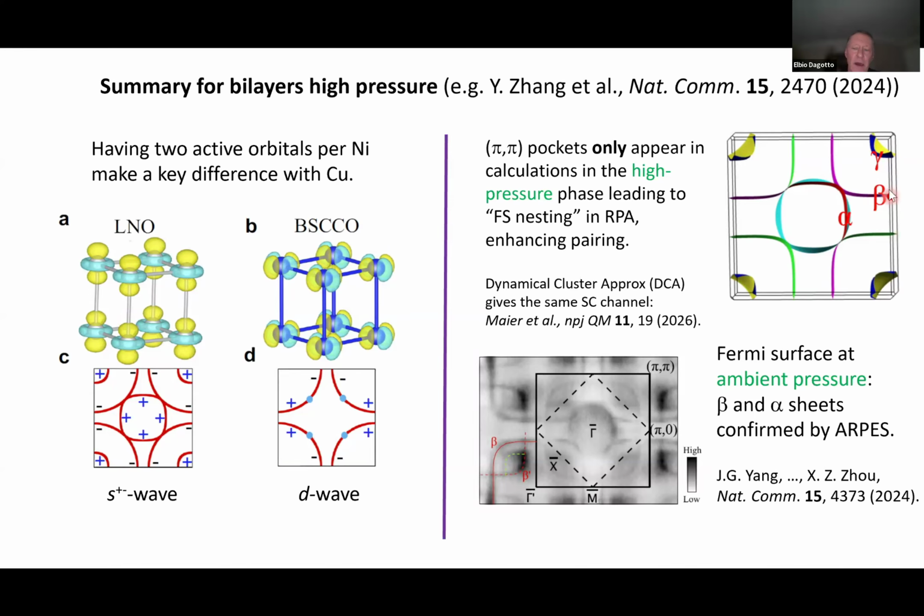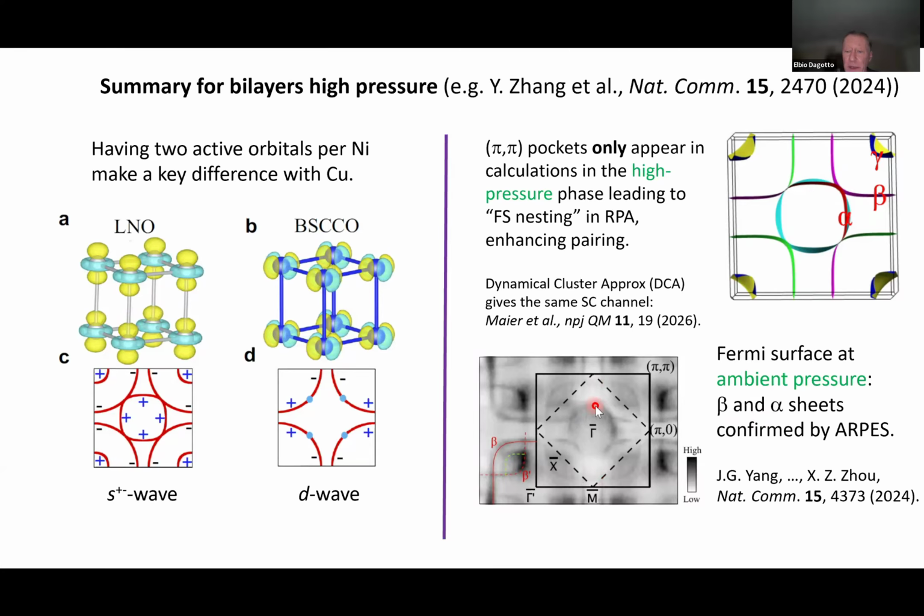And then you have all the other possibilities, right? It's this one with this one, and so on and so forth. That gives enough nesting to boost the pairing. At ambient pressure, where there are no gamma pockets, experimentally, this is the result.